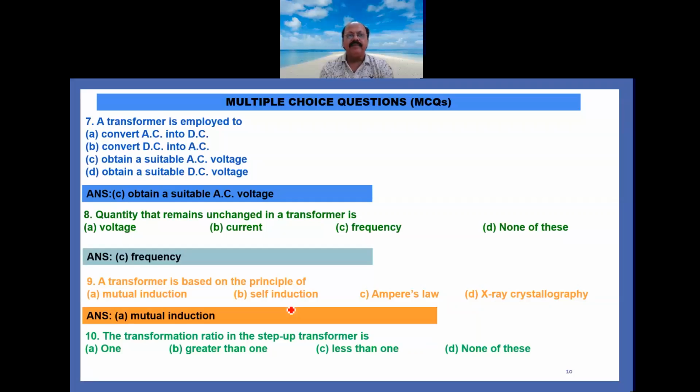Question number 10. The transformation ratio in the step-up transformer is. Your options are A 1, B greater than 1, C less than 1, D none of these. So apply the concept which you learn in transformer. For making the step-up transformer, the transformation ratio should be greater than 1. So the answer B is correct.